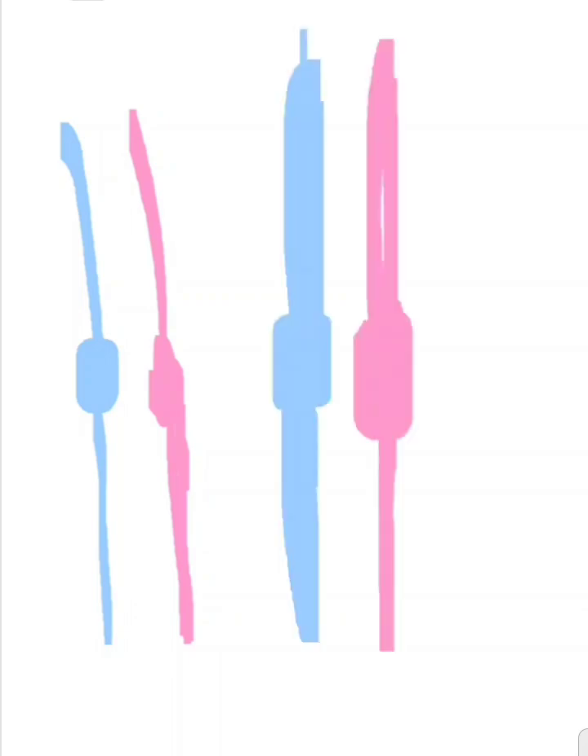Okay, and the second part is translocation. For that I am using another picture here. First we are showing two pairs of homologous chromosomes. This is the first one, this is the second one. So in translocation, genetic material gets transferred from one chromosome to another.